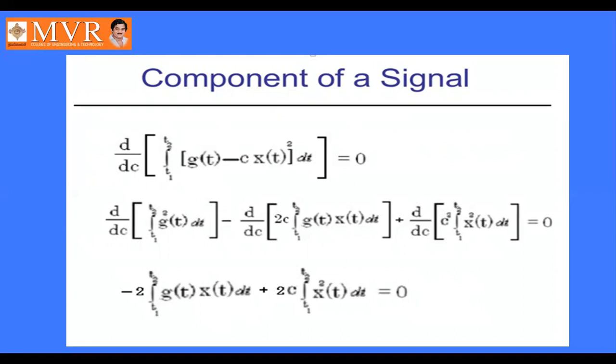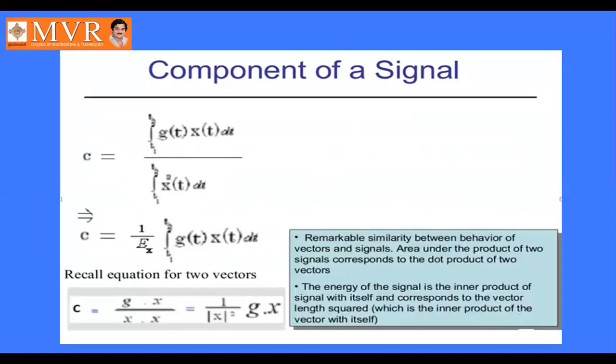So d by dc of the integral t1 to t2 g square of t dt. This is in the form of (a - b) whole square, so a square minus 2ab plus b square. By simplifying this, we will get c equal to the integral t1 to t2 g(t) x(t) dt divided by the integral t1 to t2 x square of t dt. Or we can write this as c equal to 1 by Ex into the integral t1 to t2 g(t) x(t) dt.